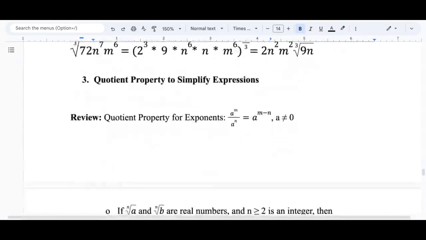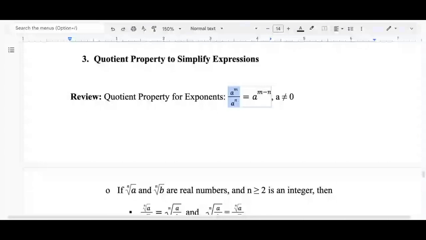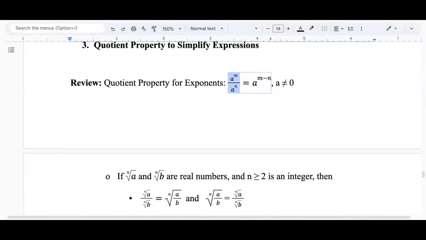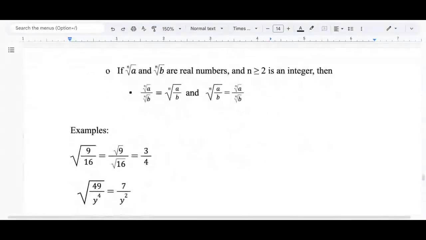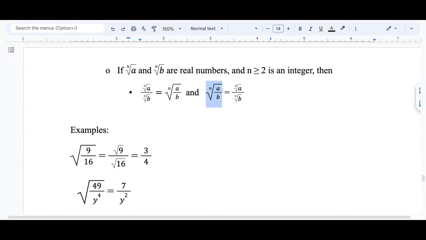Okay, similarly, we have quotient properties. A raised by m divided by a raised by n, that's a raised by m minus n. Of course, a cannot be 0, right? If a is 0, it's undefined. Nth root of a, nth root of b are real numbers, but sometimes they may be irrational numbers. Nth root of a divided by nth root of b, because they have the same nth root, we can write them together. Just nth root of a divided by b. Or if we are written like this, we can split it like this.